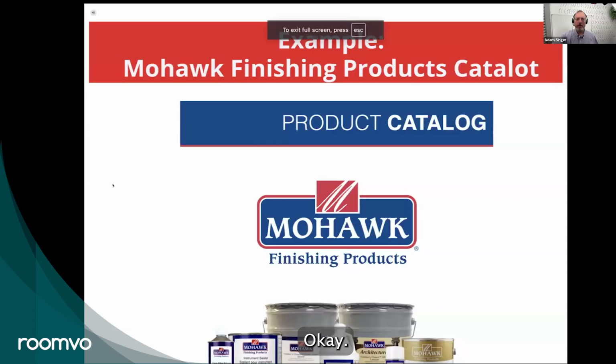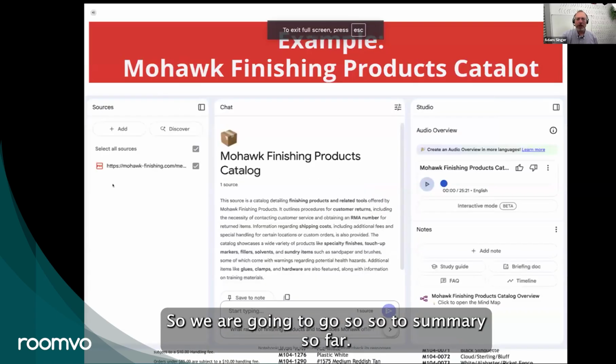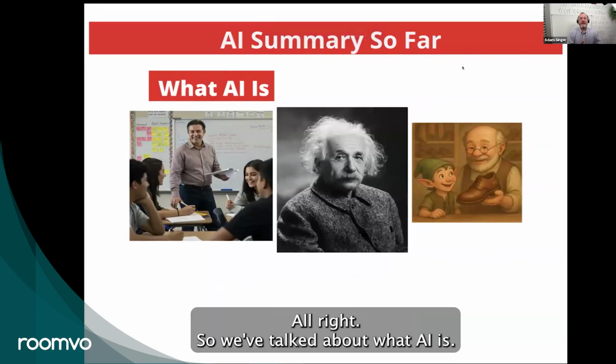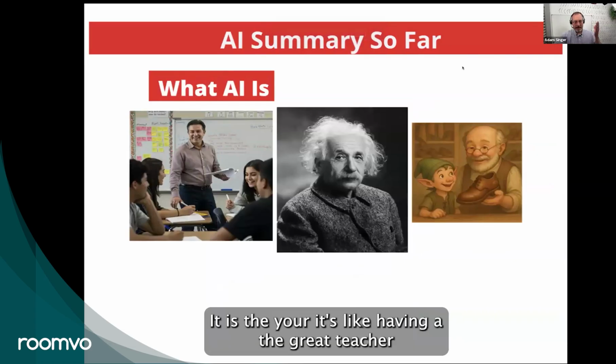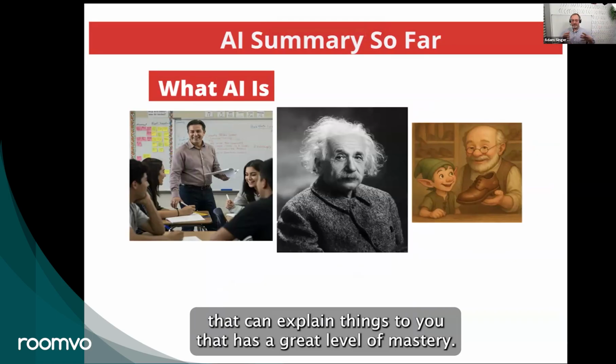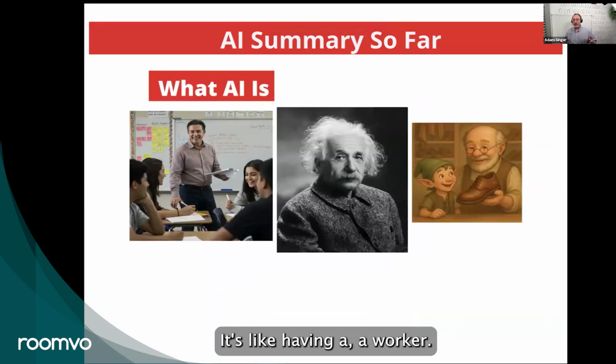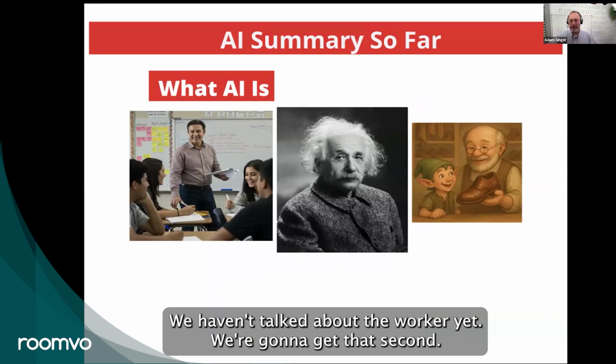Okay. So just a summary so far. We've talked about what AI is. It's like having a great teacher that can explain things to you with a great level of mastery. It's like having a great problem solver. It's like having a worker. We haven't talked about the worker yet. We're going to get to that in just a second.